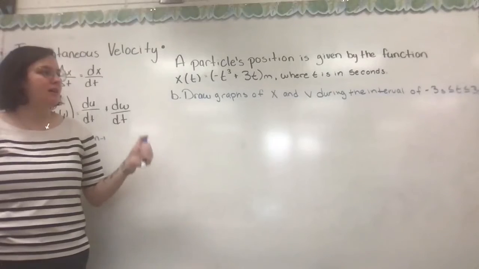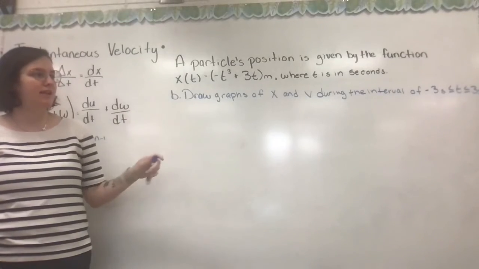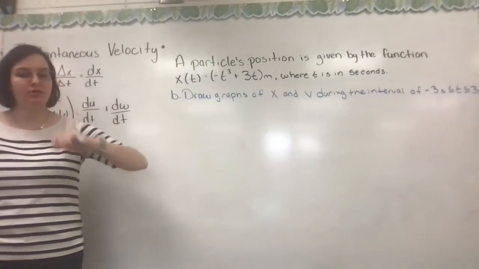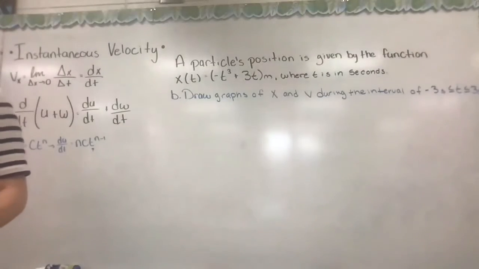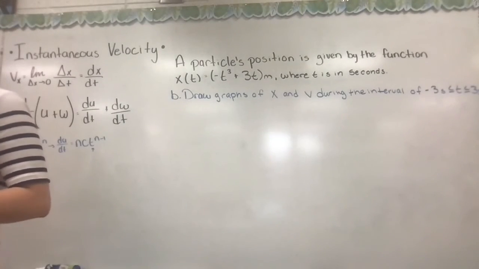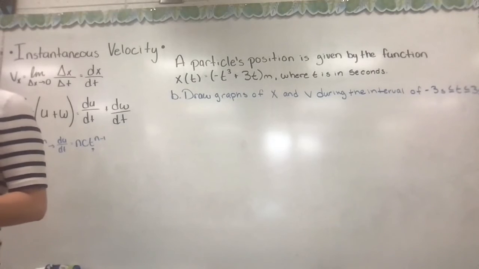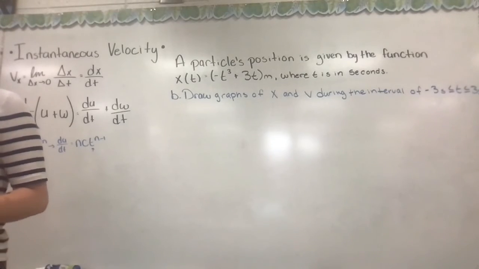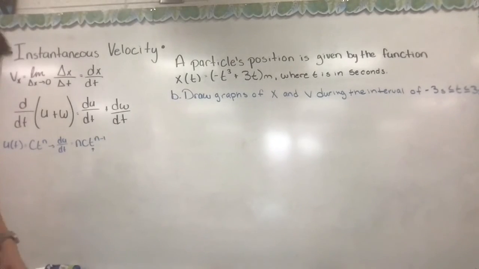So now we're going to draw the graphs of the time interval during -3 seconds to 3 seconds. And yes, you can be asked to represent things in terms of negative time. I know that's weird, but it happens.